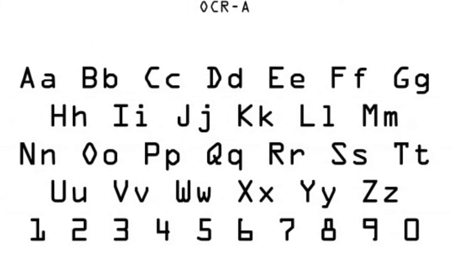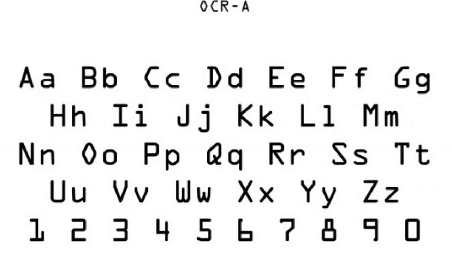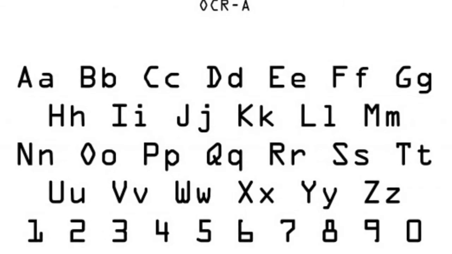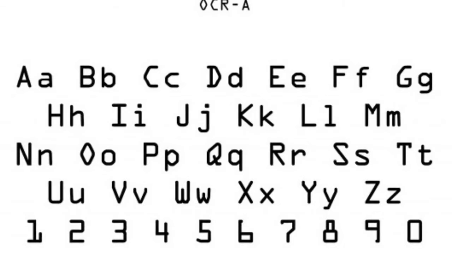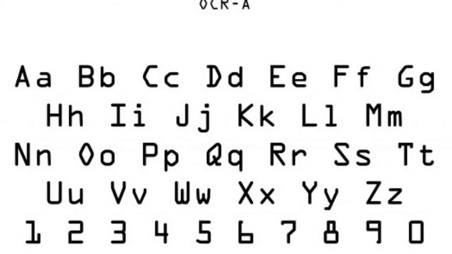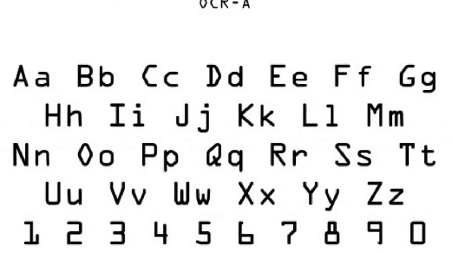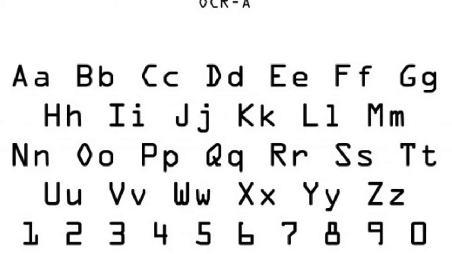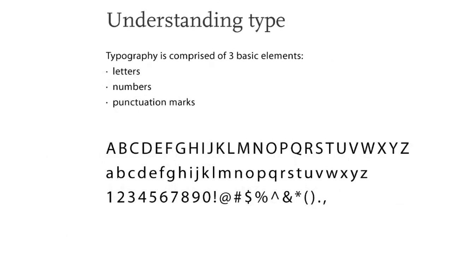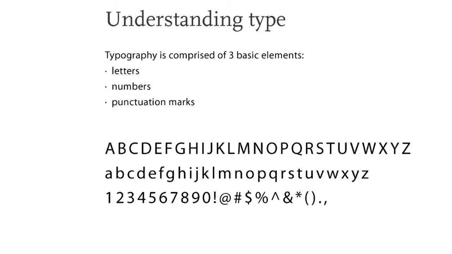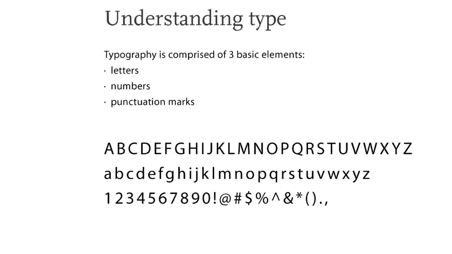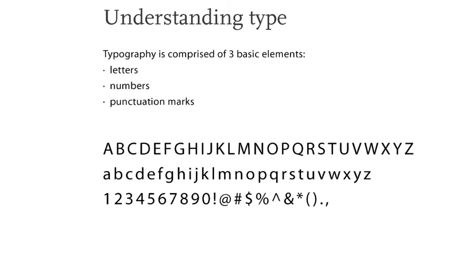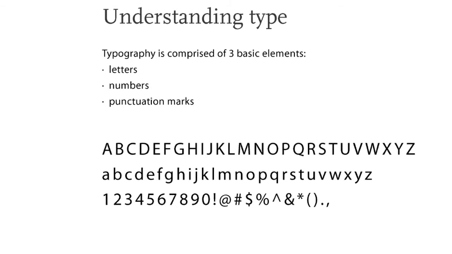Although today we widely use digital typography, especially in the design of our elements of communication, it's important to remember that typefaces have particular uses, and we can understand those different communication uses based on what we know about the anatomy of the typeface. So how do we understand type? Well, typography is comprised of 3 basic elements: letters, numbers, and punctuation points or marks.